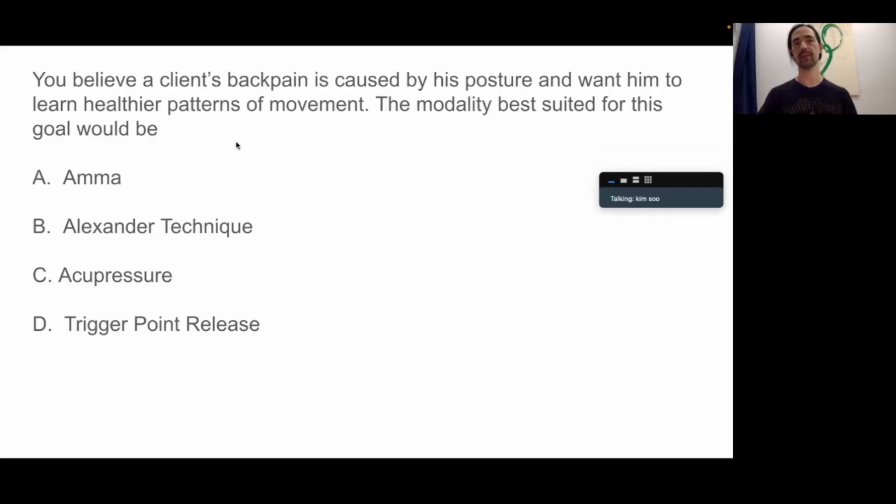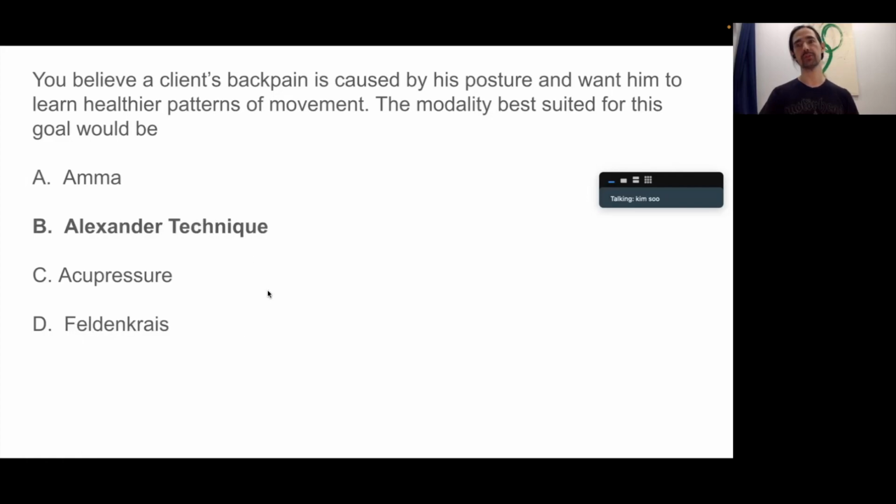You believe a client's back pain is caused by his posture and want him to learn healthier patterns of movement. The modality best suited for this goal would be AMA, Alexander technique, acupressure, or trigger point release. And the answer is Alexander technique.